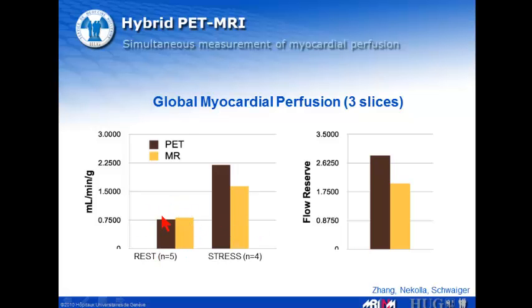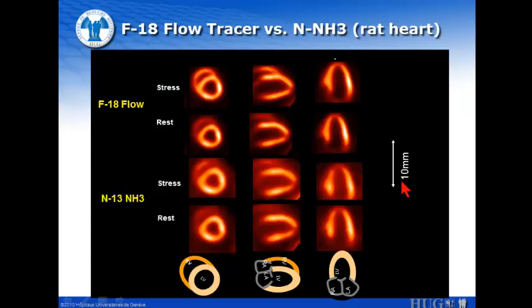In rest, both methods were quite similar, and there were just some discrepancies when looking at the stress imaging, and also when looking at the flow reserve. MR-seen PET came up with higher flow reserves compared to MR imaging.